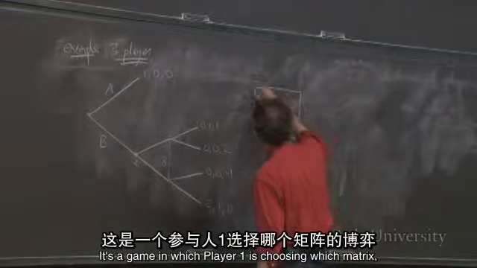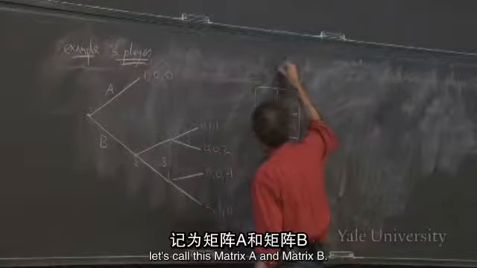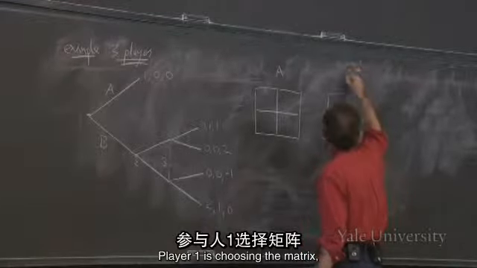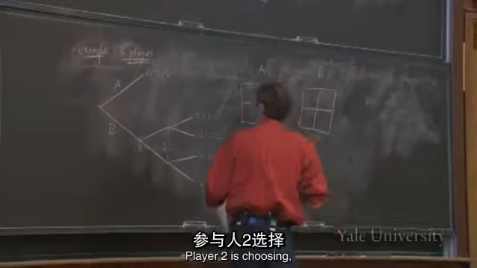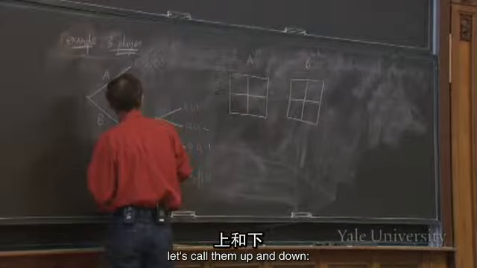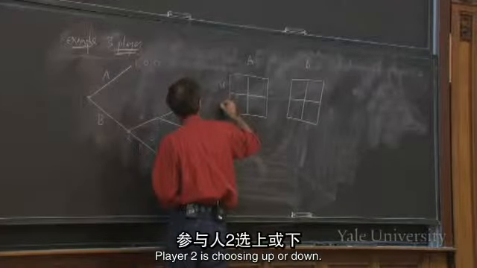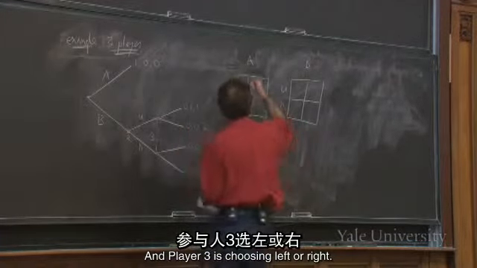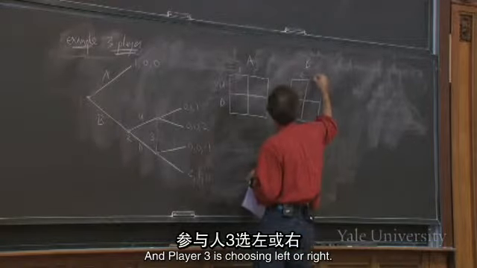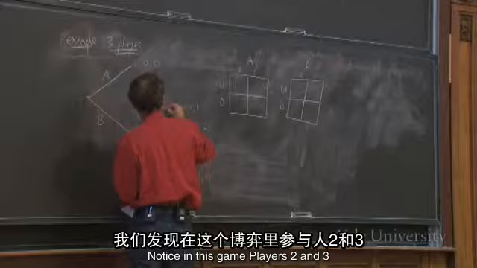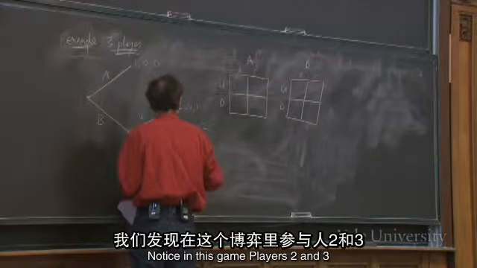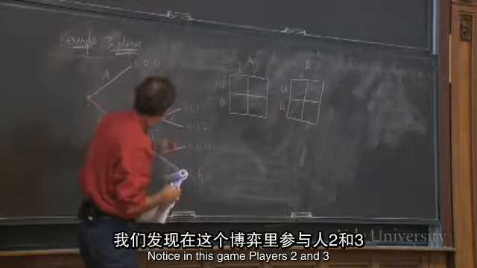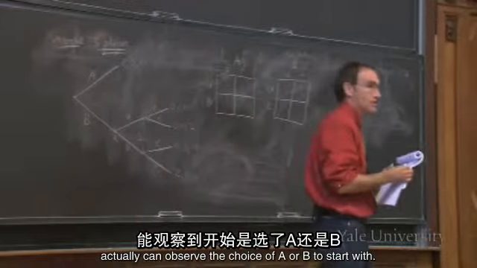It's a game in which player one is choosing which matrix. Let's call this matrix A and matrix B. Player one is choosing the matrix. Player two is choosing, let's call them up and down. Player two is choosing up or down. And player three is choosing left or right. And notice in this game, players 2 and 3 actually can observe the choice of A or B to start with.